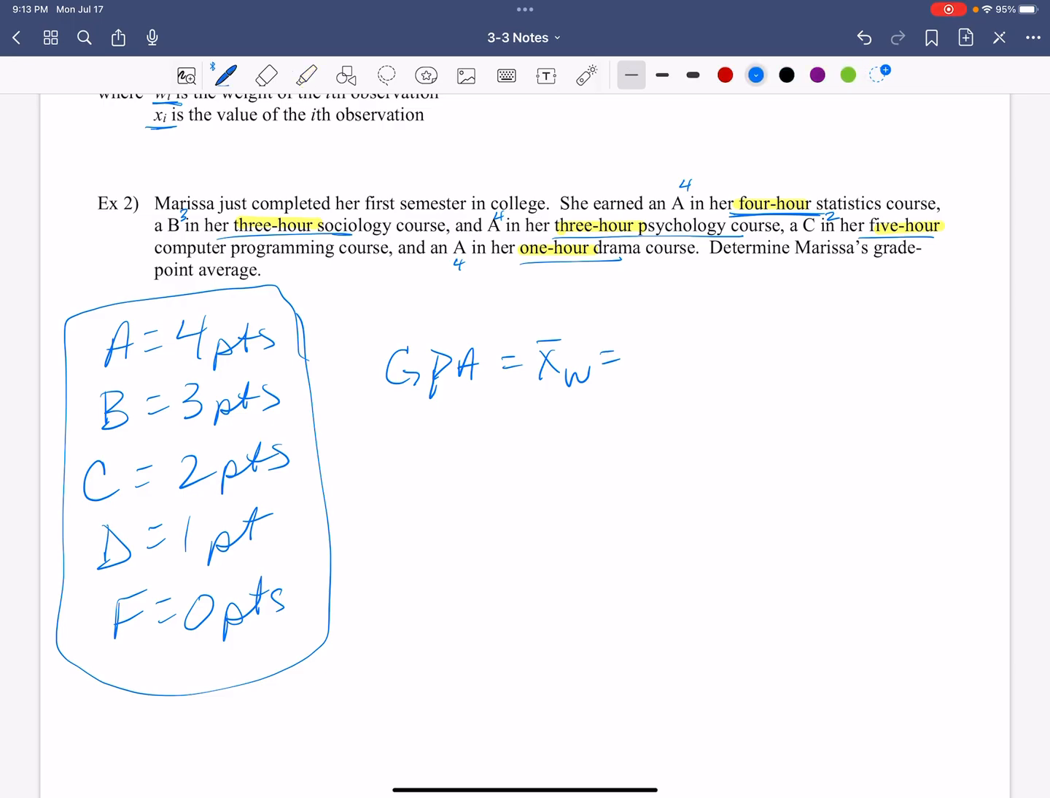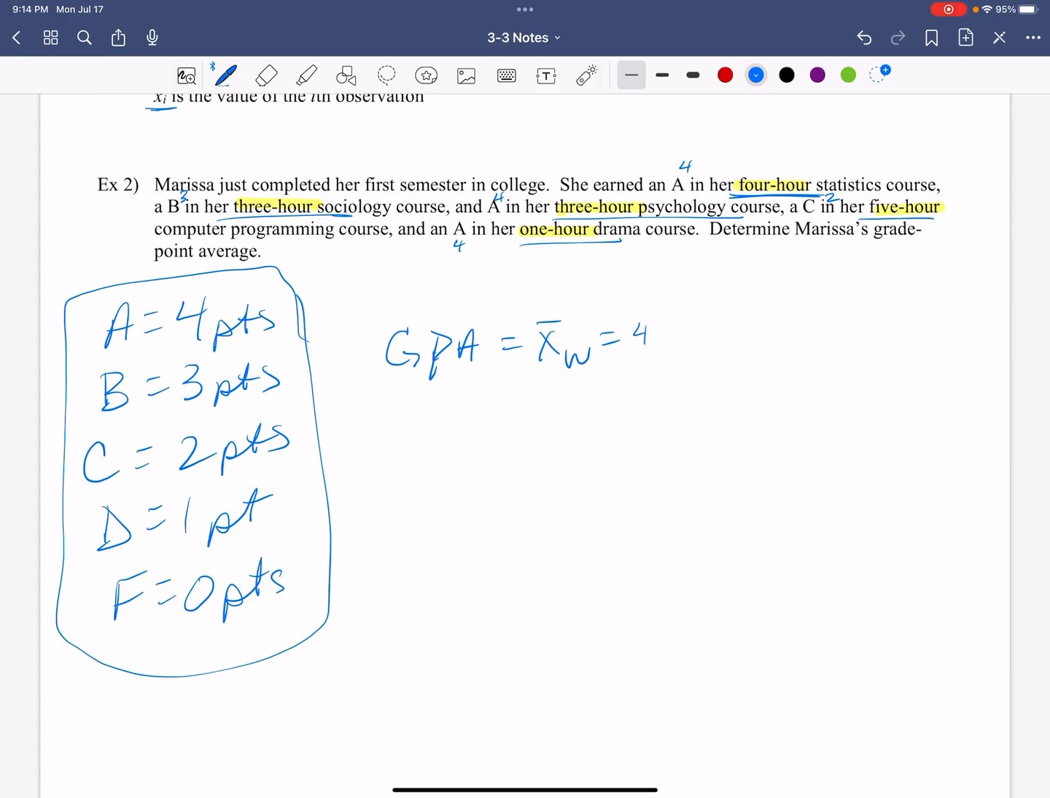The GPA part of it, those are just our observations. Those are just the data values. It's how much are they worth? What each one of these is weighted by depends upon the hours that the class offers. All right, okay, so 4 points for A times 4 hours of stats, plus 3 points for B times 3 hours of sociology, plus 4 points for A times 3 hours of psychology, plus 2 points for C times 5 hours of programming, and 4 points for an A times 1 hour of drama.